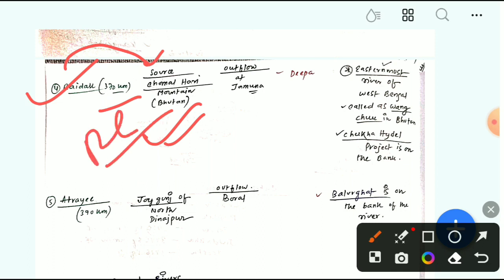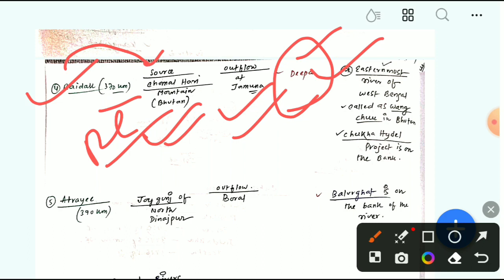Raidak is Chomalhari, and it outflows at Jamuna, which flows into the Bay of Bengal. Its tributary is Dipa, and it is the easternmost river of West Bengal, also called Wangchu in Bhutan. Chukha Hydel project is on its bank. So three important points regarding Raidak: it is the easternmost river, also known as Wangchu, and the Chukha Hydel project in Bhutan.